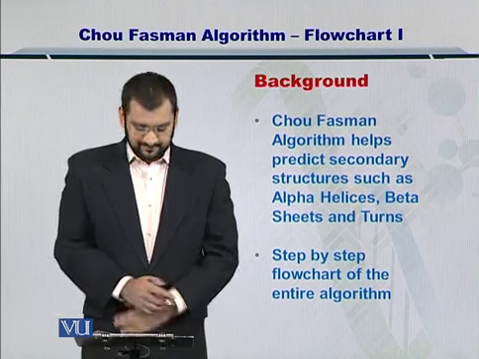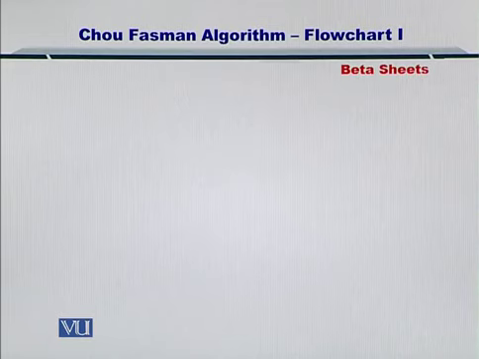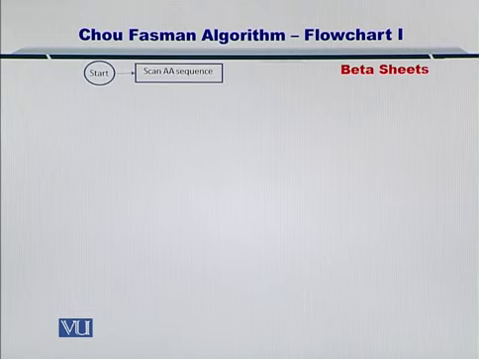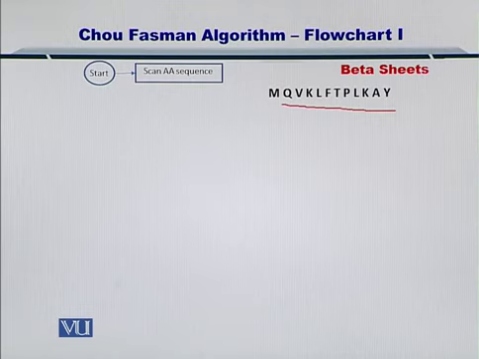So let's start. Towards evaluating the formation of beta sheets from amino acid residues in the protein sequence, first you need to scan the entire sequence. You take an amino acid sequence, and I'm quoting an example sequence here on the right side. By scanning the amino acid sequence, I mean that you have to start from the left side and go towards the end of the sequence like that.